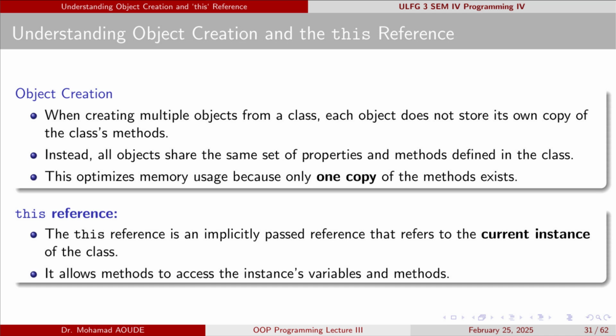Now, let's talk about how objects and methods are connected. When you create objects, remember, every object shares the same set of methods, but each object has its own data. Also, inside any method, C# automatically passes a hidden variable called this, which refers to the current object running the method. This lets the method know which object it should work on.